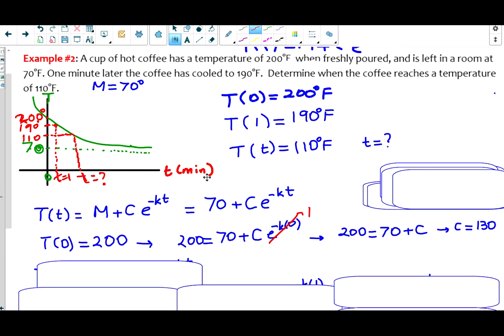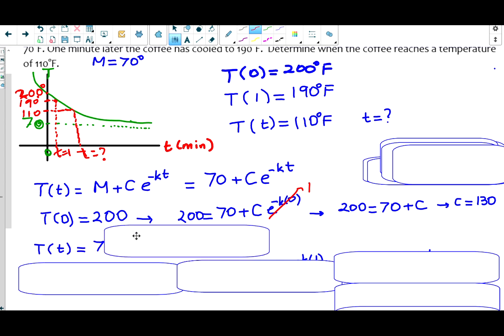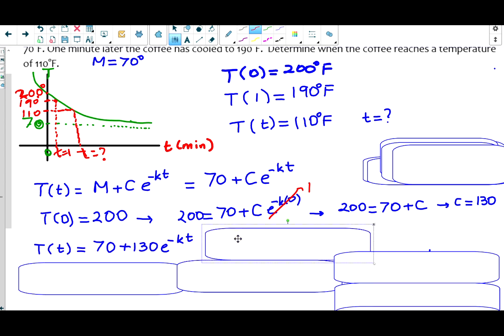So now our equation is capital T of lowercase t equals 70 plus 130 times e to the negative kt. So we've used this equation so far, and we figured out capital C. And now we can figure out lowercase k, the constant, by using this equation. Okay, so T of 1 equals 190. So for lowercase t, go ahead and plug in a 1 here and plug in a 1 there, and set the whole thing equal to 190.